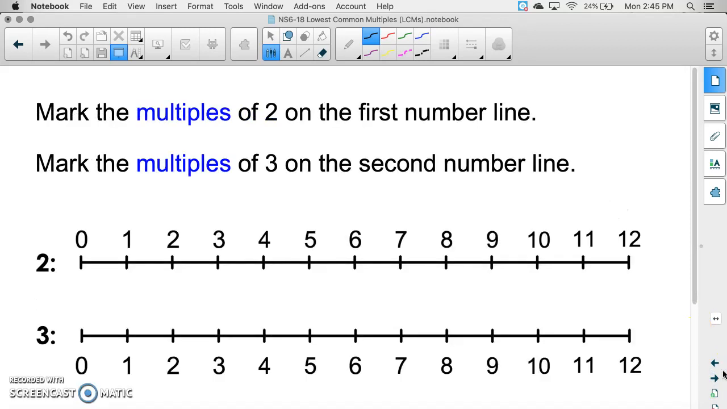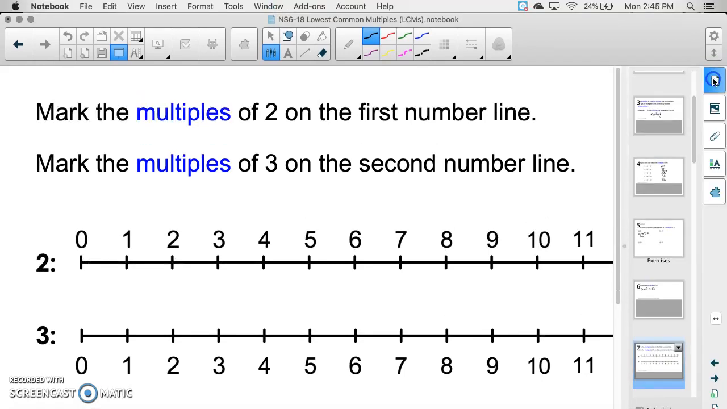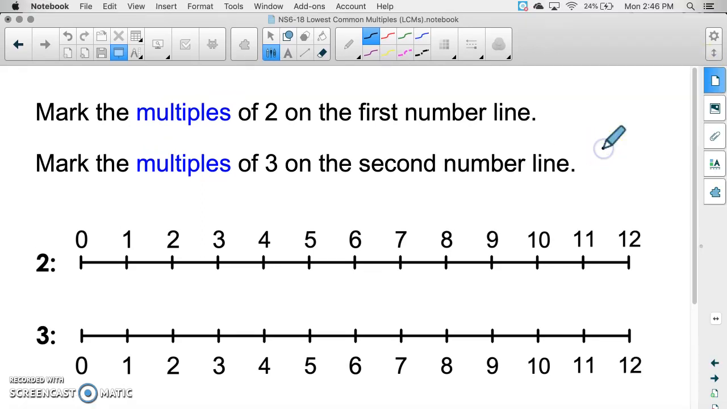Now we're going to use a number line as we continue on. So we're going to use these two number lines to find the multiples of 2 on the first number line and then the multiples of 3 on the second number line. So with an X, I'm going to first mark all of the multiples of 2. So we're going to start at 0. I'm just going to change the color of my pen so you can see it. 0, 2, 4, 6, 8, 10, and 12.